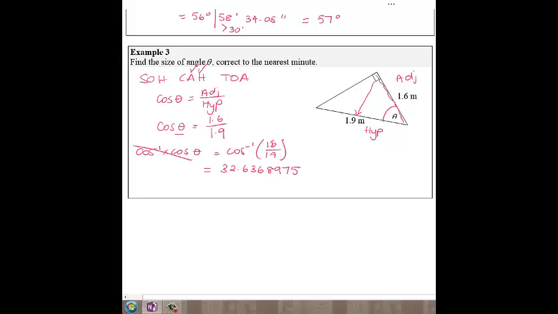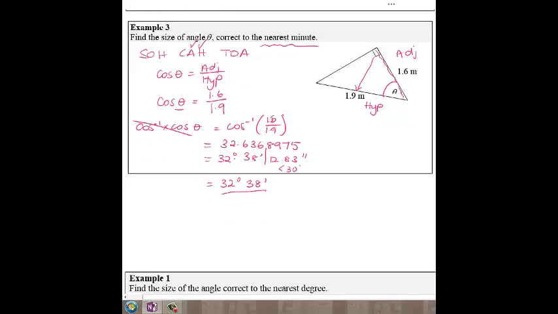We want our answer in degrees and minutes, so once again press the degrees, minutes and seconds button on your calculator and you should get 32 degrees, 38 minutes, 12.83 seconds. The question's asking us to find the size of the angle theta correct to the nearest minute, so I'm going to round it off. We can see that our seconds is 12.83, which is less than 30, so we don't need to round up. We keep our answer as is. So our answer is 32 degrees and 38 minutes. That's our final answer.